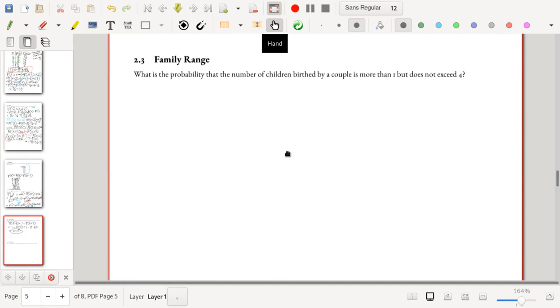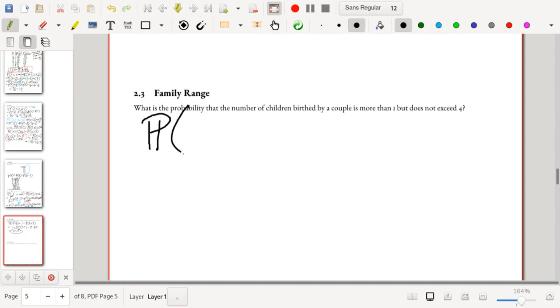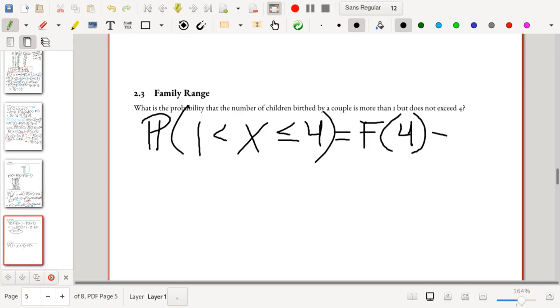Next, what is the probability that the number of children birthed by a couple is more than 1 but does not exceed 4? This is the probability that X is less than or equal to 4, because I said does not exceed 4, and more than 1, so that means 1 is strictly less than X. Then we can use one of those formulas again and use the CDF, saying that this is going to be F of 4 minus F of 1. And I don't need to do 1 minus 1 this time. I don't need to take it down to the next number less than 1, because on the left-hand side of this inequality is a strictly less than symbol. So we don't need to do 1 minus 1. In a sense, we actually do want to exclude the outcome where the family has one child.